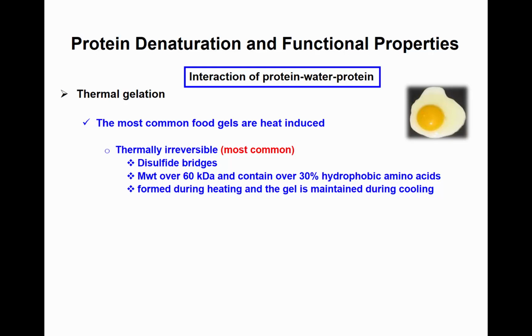You have the thermally irreversible. That means you form a gel, it stays a gel. And the example here is the egg white. It's a gel. And the reason it is irreversible is because egg proteins are very large in molecular weight. Remember, the size of a protein impacts gelation strength. So it's very large, and not only that, it is over 30% hydrophobic amino acid. So you're going to form very strong hydrophobic interactions, and they are irreversible. At this point, when there's a lot of them, it will be irreversible.